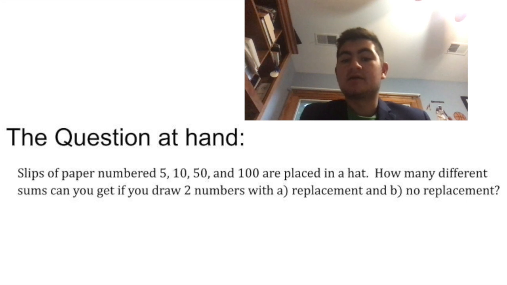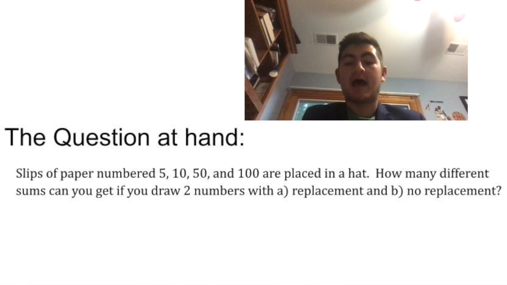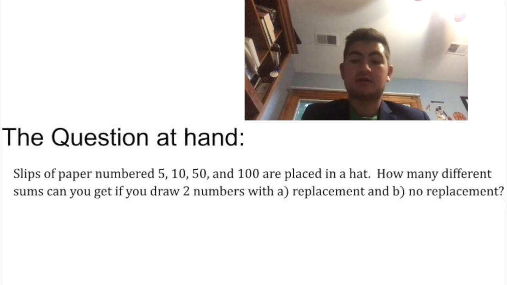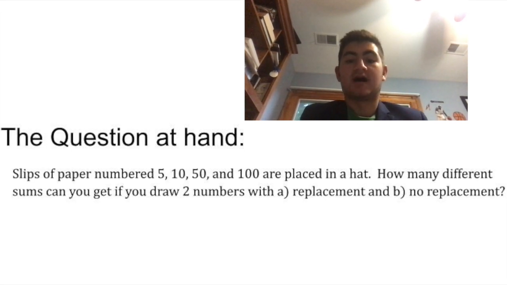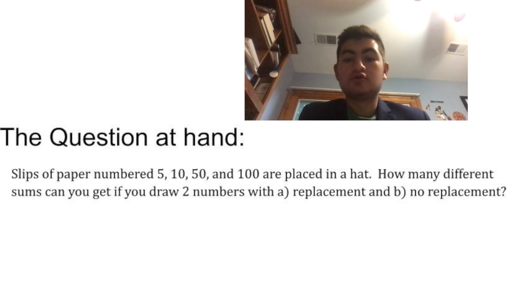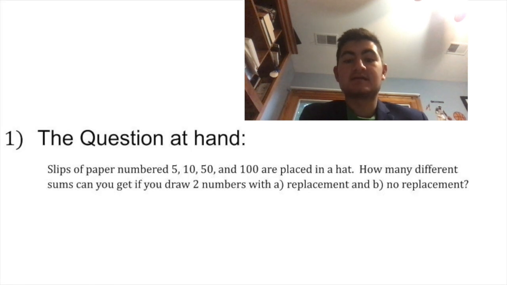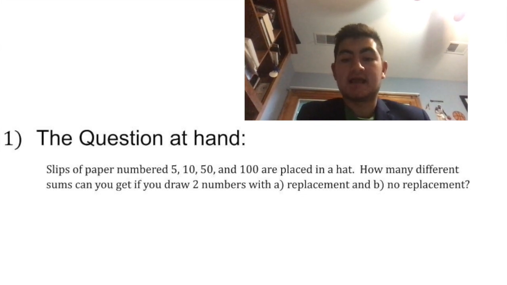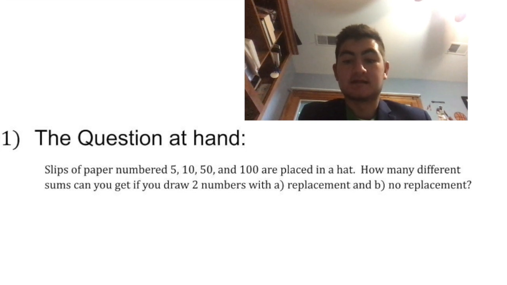That means that after you draw a number from the hat, let's say an example with 5, 10, 50, 100 as the slips of paper in a hat. You draw 5. Before the next draw, you put that slip 5 back in the hat. So instead of the only options left being 10, 50, 100, the four options are going to be the same as your first drawing. That's what it means to have replacement.